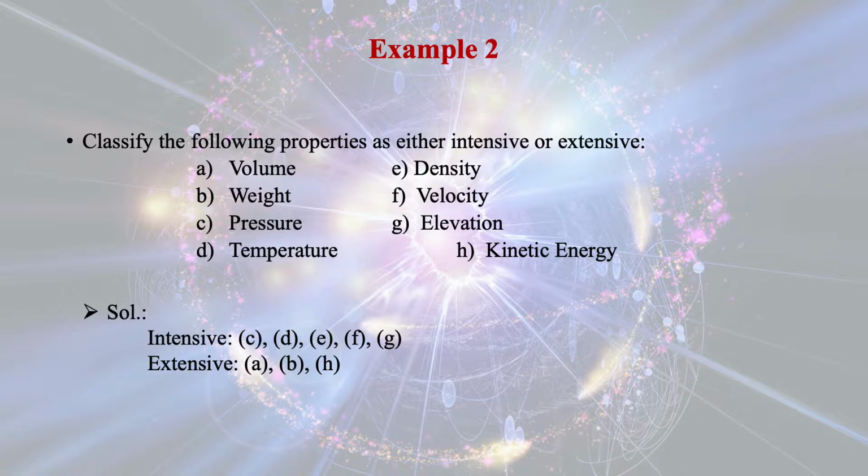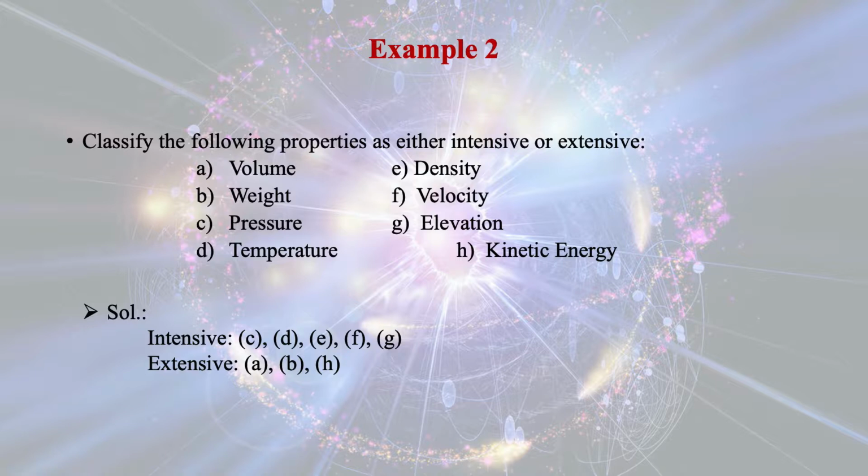So volume, when you think of volume, it depends on mass, so it is an extensive property. Weight is an extensive property because we have already discussed that weight W is equal to m into g. It depends on mass, so it is an extensive property. But pressure doesn't depend on the mass, so it is an intensive property.